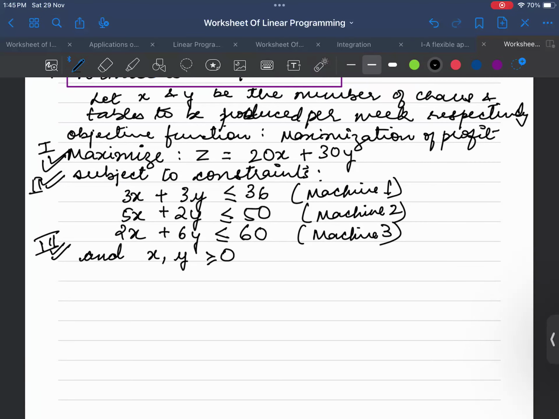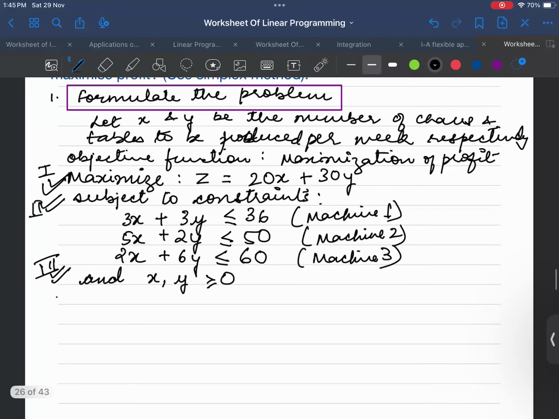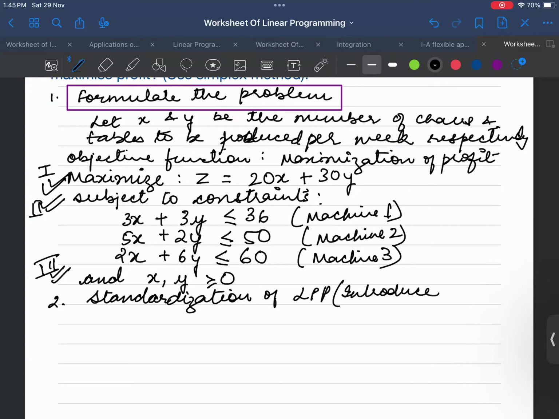of the table. Now, when you have formulated the table, the second would be standardization of LPP. You have to frame the standardization of the linear programming problem, where you have to introduce slack variables. I'm writing slack variables only over here. At the time of the standardization of LPP, you can include slack or the surplus variable as per the requirement.